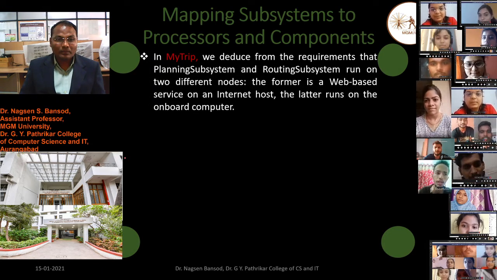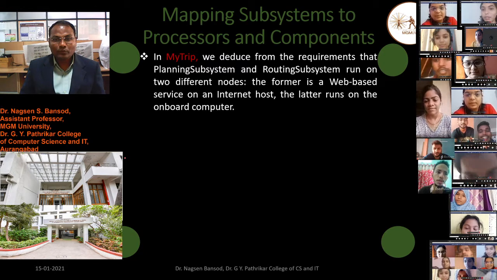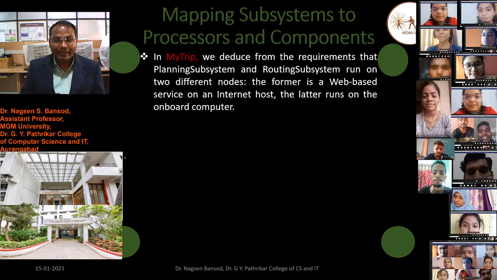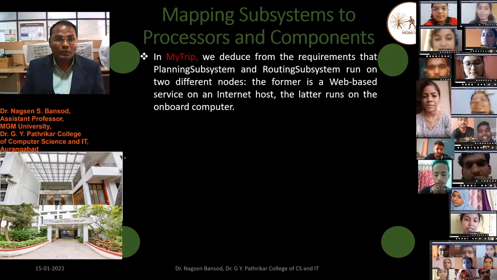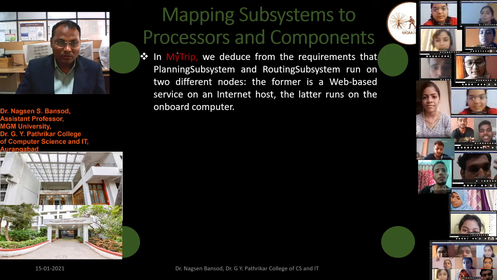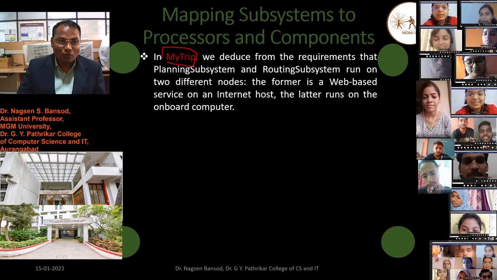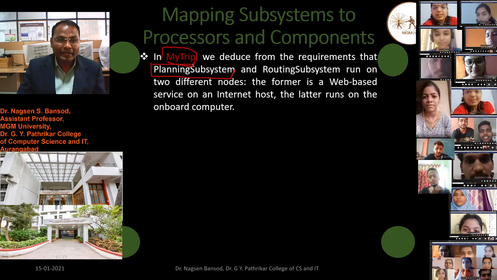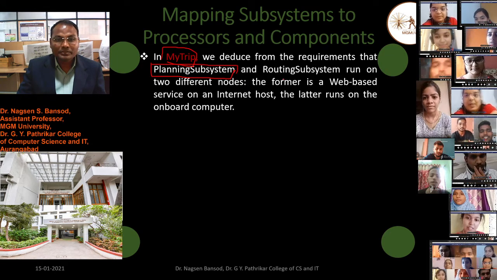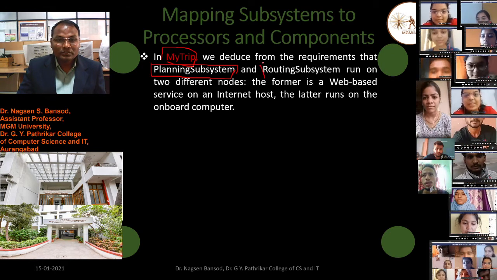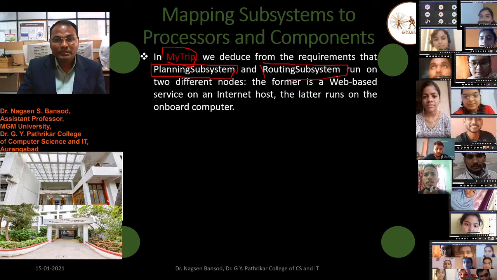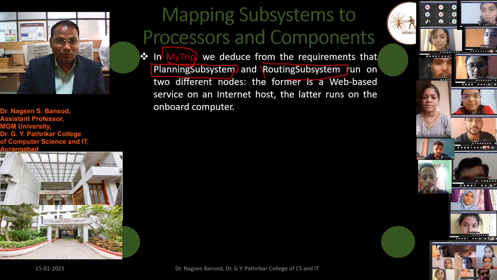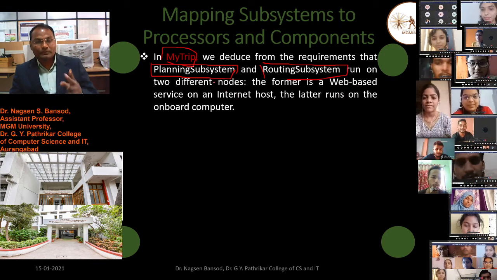Example, MyTrip. We deduce from the requirement that the planning subsystem and routing subsystem run on two different nodes. MyTrip is one software, and there are two subsystems in this MyTrip software: the planning subsystem and the routing subsystem. Both subsystems run on two different nodes, on different computers.